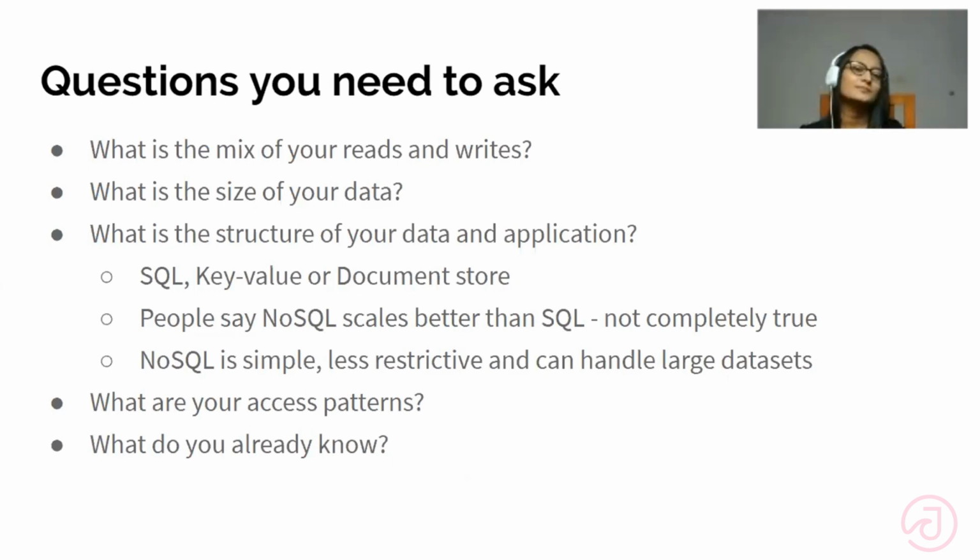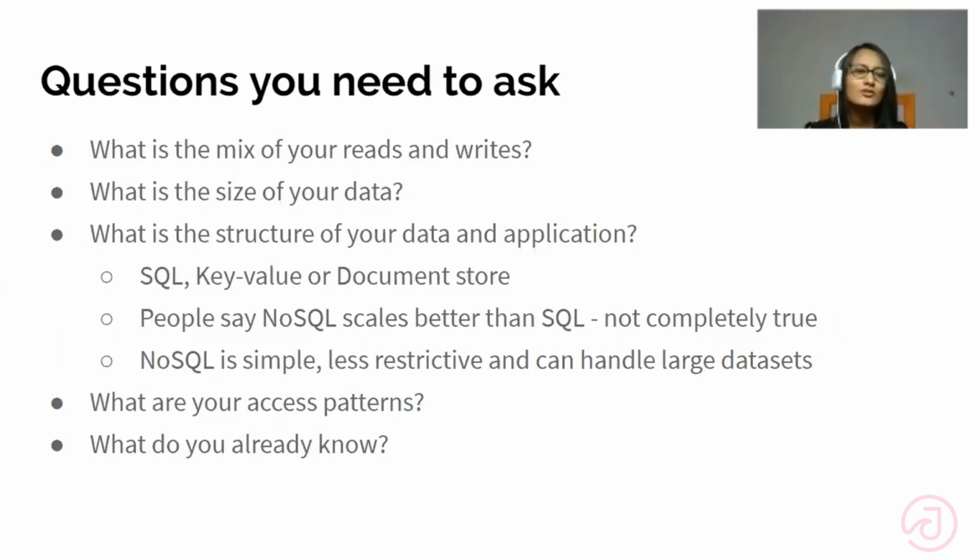Okay, so let's look at these. First, what is the mix of your reads and writes? Is your application read heavy or is it going to be write heavy? Depending on that, you'll choose a read optimized versus a write optimized database. Next is, what is the size of your data? If the data is not huge, an in-memory database would be enough. But if not, then you need to store it on a disk. And if a single machine is not enough to store this entire data, then you might need to go for sharding.